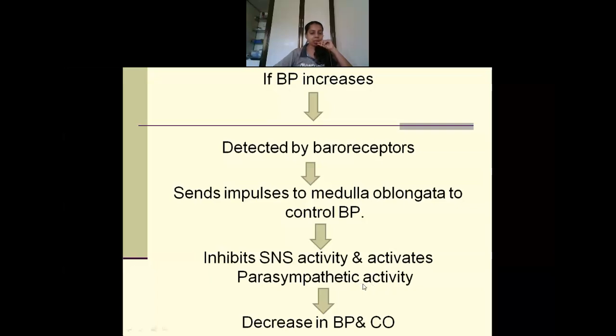That is also trying to reduce the blood pressure, isn't it? So totally what will happen?